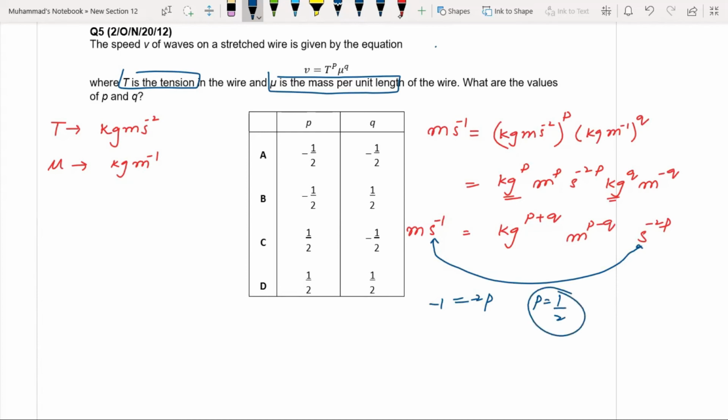Okay, now you can compare even power of kg or power of mass. So kg, on the left hand side there is no kg, so you can put kg power 0. Anything power 0 is 1. So on the left hand side power is 0, and on the right hand side you have p plus q. So we have already obtained value of p, so q will be, this p will go there, that is minus p, and q is minus 1 by 2. So q is minus 1 by 2 and p is 1 by 2. So C is correct option for this.